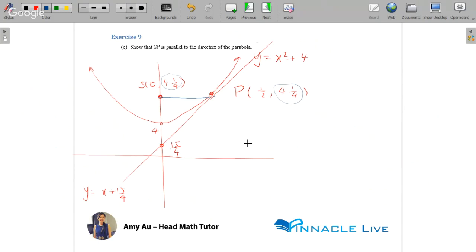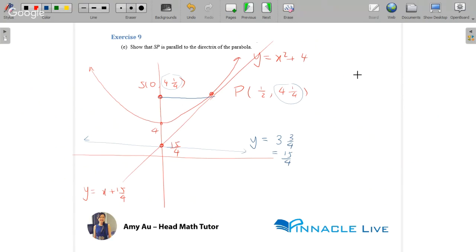And what do we know about the directrix? The directrix is also horizontal. So in fact, if I was to draw in the directrix, I think it will be here actually. This thing is not very much to scale. So the directrix should be 1/4 below 4, so 3 3/4, which is basically 15 on 4.